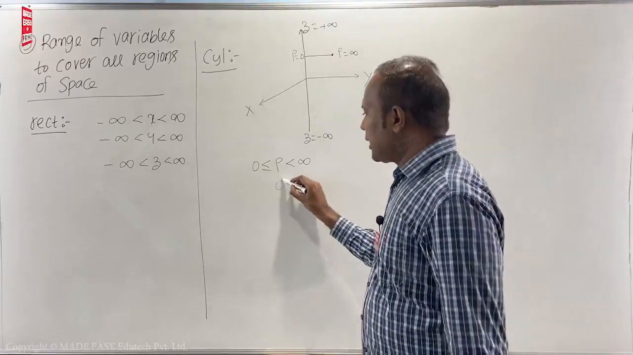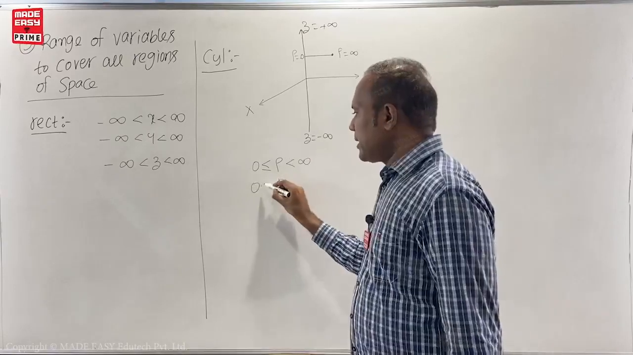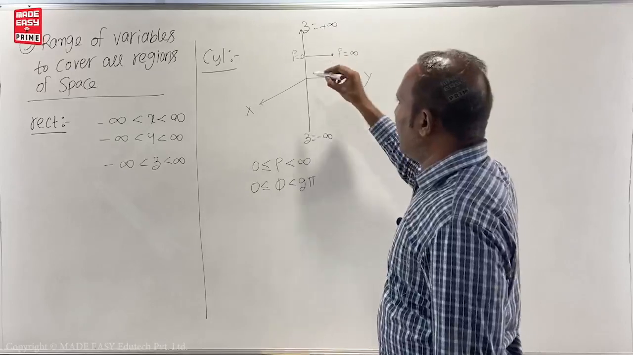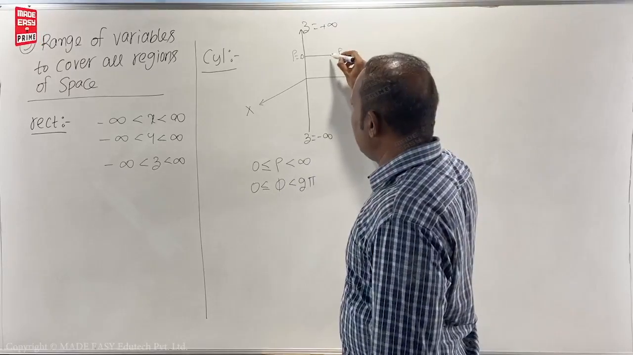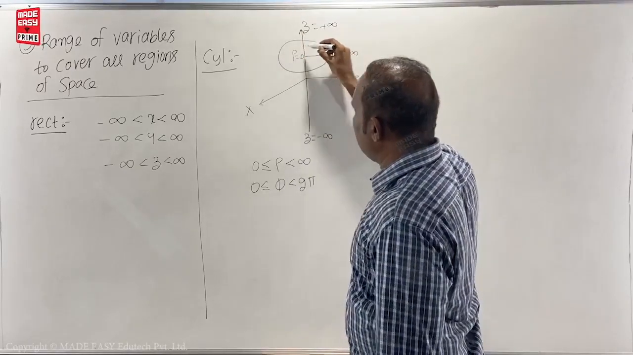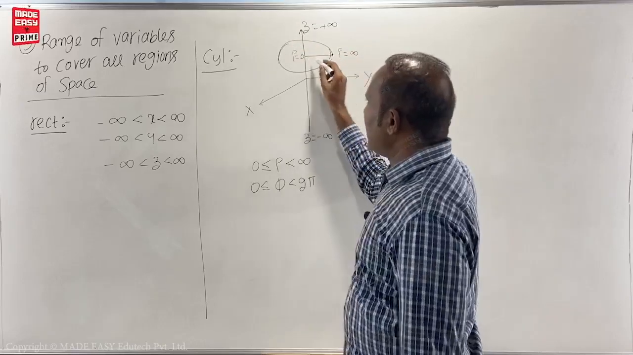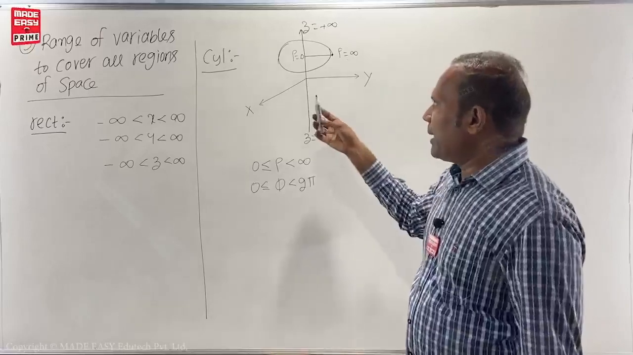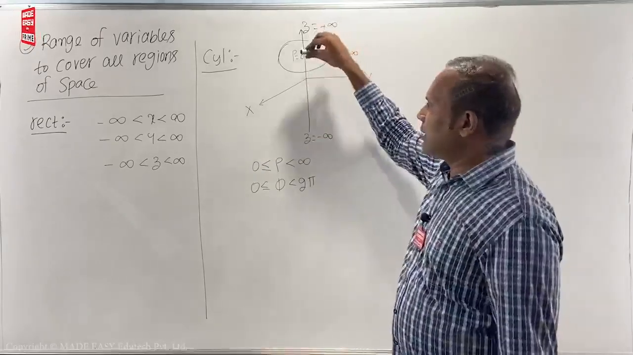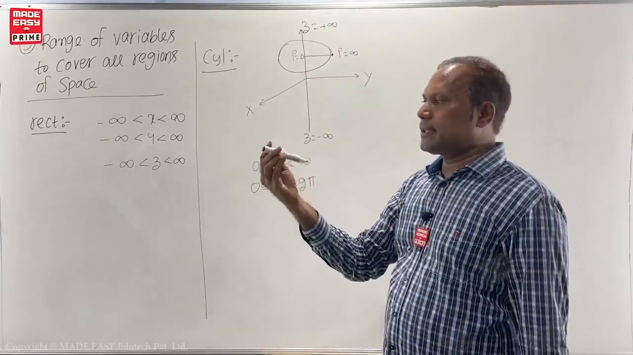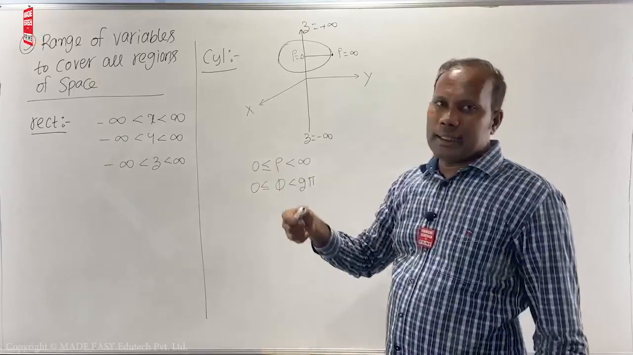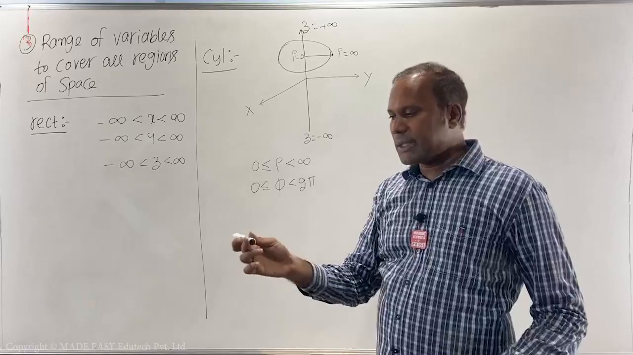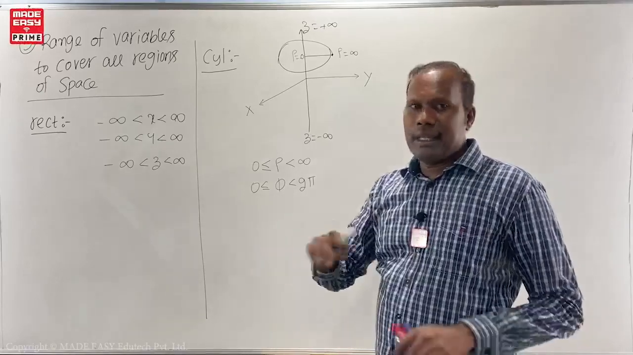Then you rotate that line by the horizontal angle 0 to 2 pi, and you will get a circle. Like this you get a circle. Then what is the radius of this circle? Infinity. So by rotating this infinite length line, you get a circle. That means all the locations in the universe on a circular disk of radius infinity are covered.